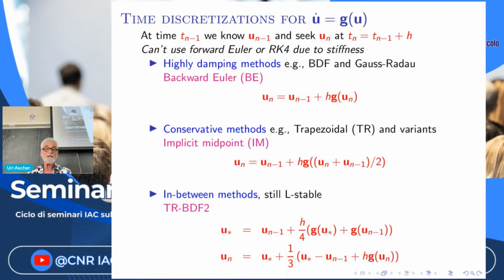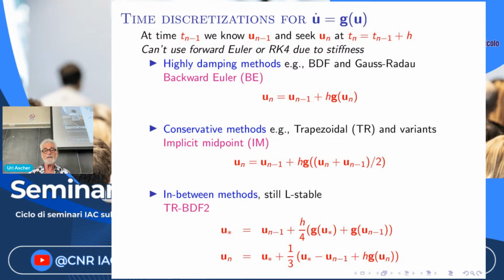So, for discretizations, one thing that comes to mind is backward Euler. Remember, we need an implicit one because it is L stable. And then we have conservative methods. For example, midpoint, once again, implicit midpoint. Trapezoidal will be half of G of UN plus G of UN minus 1. And they are A-stable, but not L stable. A-stable means they're stable for constant coefficient problems, but not L stable, which means that high frequency modes are not damped.